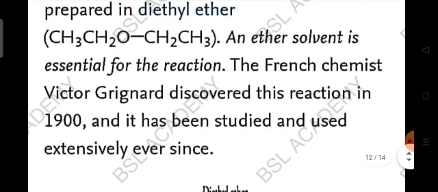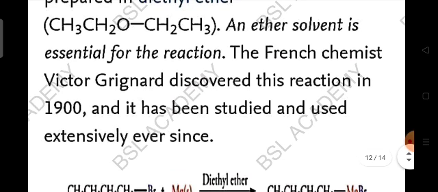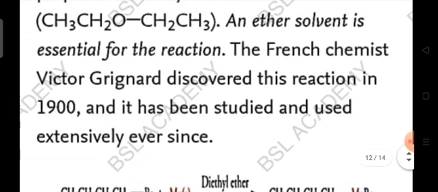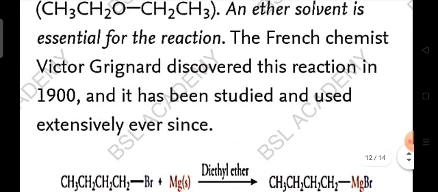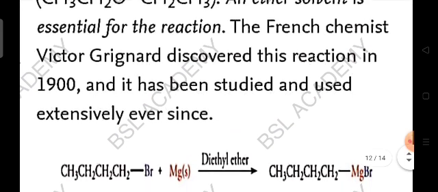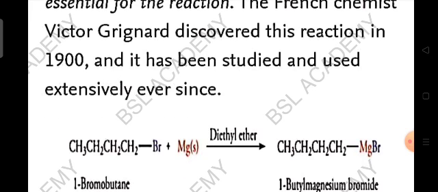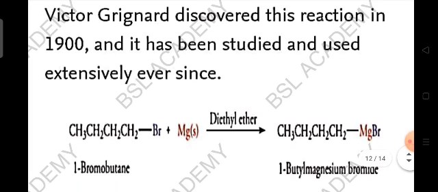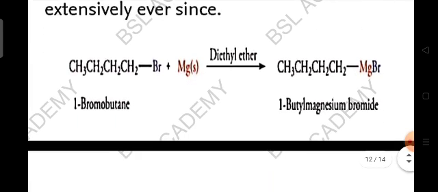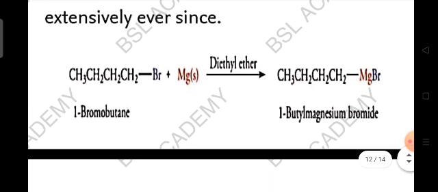So here you can see an ether solvent is essential for the reaction. The French chemist Victor Grignard discovered this reaction. So for exams, remembering the name of the scientist is not important, but for general knowledge you can learn it, and it has been studied and used extensively ever since. So this is a very important reaction and very useful reaction too.